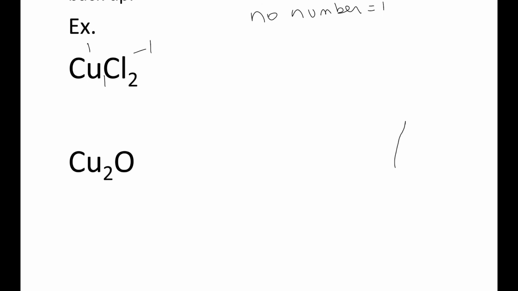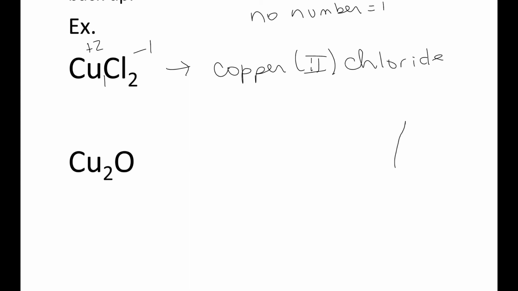This is a -1 and a +2. This gives me copper 2 chloride. Oh well. Now this next one, we're going to put the 1 here. So we cross it back up, and we get oxygen with a -2, which it does have, and copper has the +1. So this is copper 1 oxide.